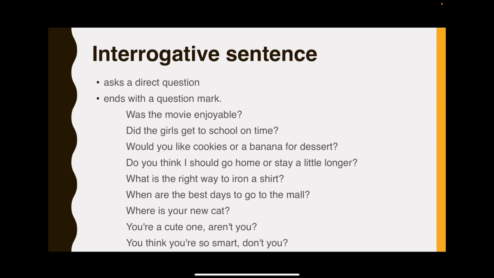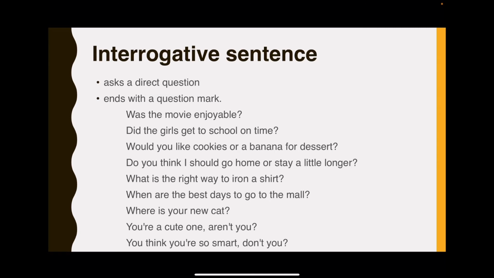Next one, interrogative sentence. Actually, you've seen the word interrogative for the whole semester, right? When we are talking about the interrogative, that should be about the question. That's right. That is to ask a direct question, and they normally end with a question mark. You can see that all of these end with a question mark. So let's see.